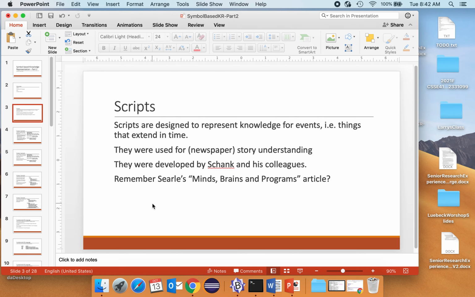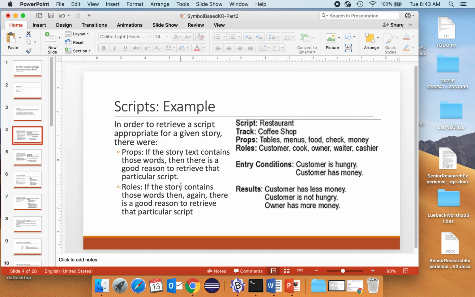So let's start off with scripts. They were designed to represent knowledge about events, i.e. things that extend in time. They were used to demonstrate newspaper story understanding, and they were developed by Schank and his colleagues. You should remember Schank from the Searle article, Minds, Brains, and Programs. So let's have a look at them.